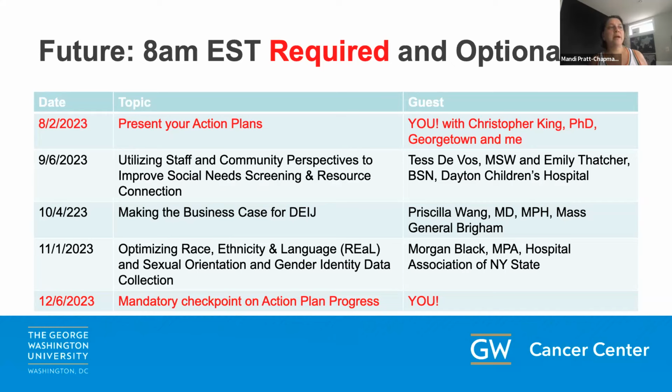And then again, Morgan Black is the one that had the We Ask Because We Care campaign adapted for the Hospital Association of New York, and she's agreed to come and speak on November 1st. And then in December, we will be having you present your progress on your action plans. What have you been able to achieve? Where are you stuck? So the red dates are ones where I really want you to show up and attend. These are kind of mandatory checkpoints so that we can move forward collectively. And I hope that the optional checkpoints will be of interest to you.